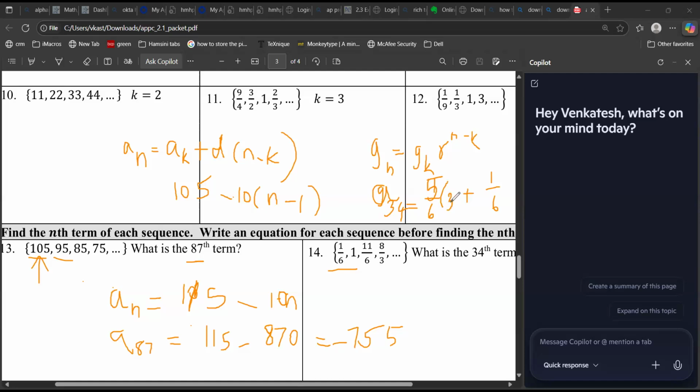Miss Priya, sorry, what is the question? I don't get what you did after the 5 by 6. It is nothing but the same formula. AK is the first term, plus D times, where D is the common difference. N minus K is 34 minus 1, 33. Make sense? Then you simplify it to get the answer. When you simplify this, you get 83 by 3.